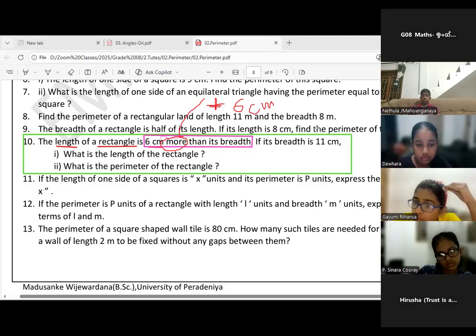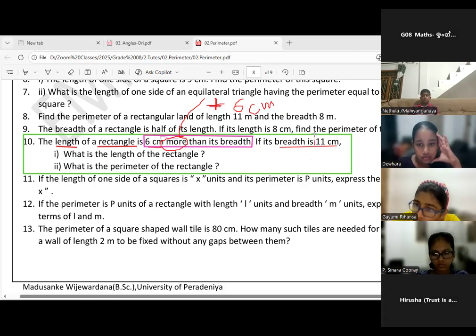Then find the perimeter. Sorry. If its breadth is 11 centimeters, breadth has been given. So you know the length of the breadth. So breadth is 11 centimeters. They have given you the breadth, 11 centimeters. Now you can calculate the length by using your mind.